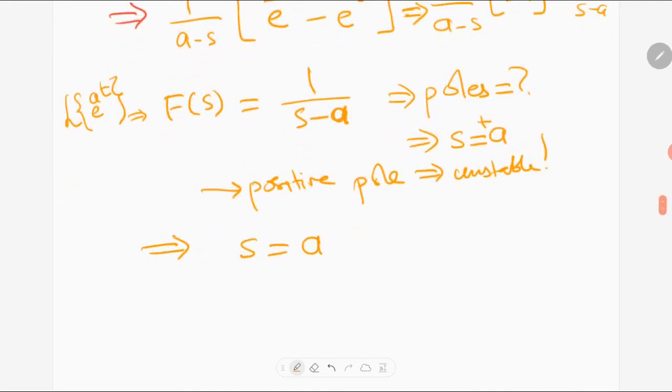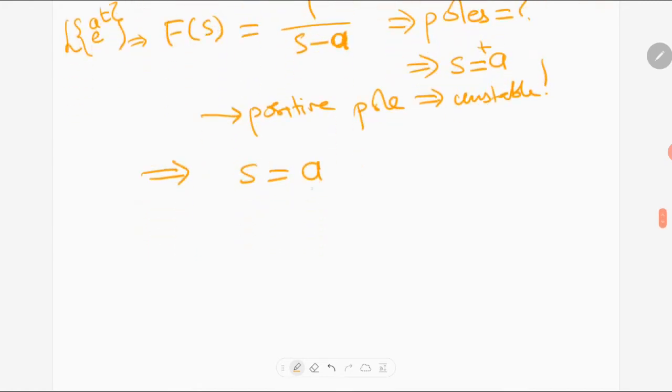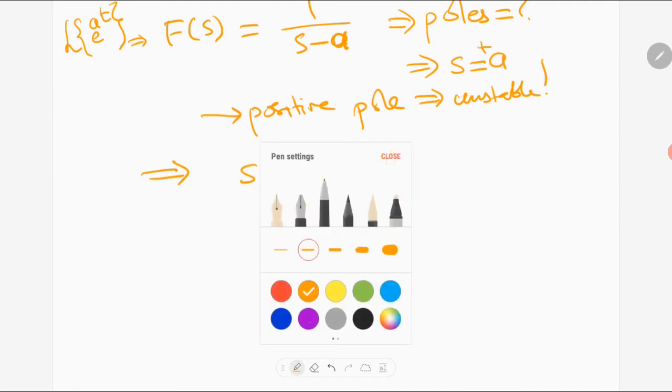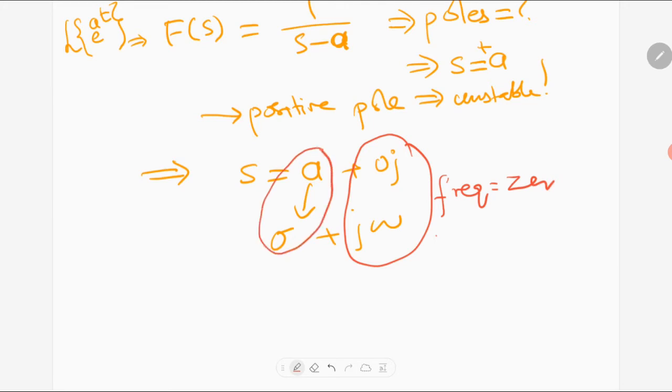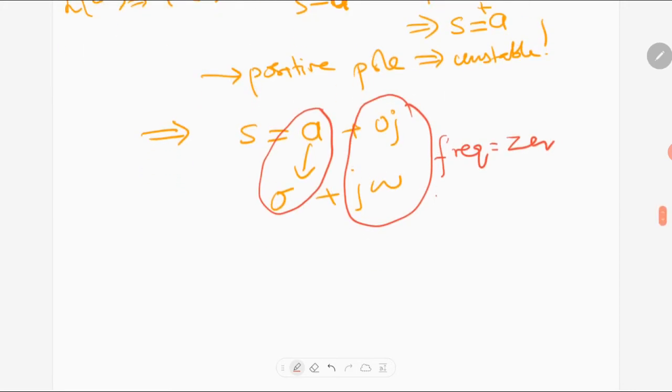It says that it's equal to A, which means that we have sigma and we have j omega, right? So we have only sigma, we don't have any omega, right? So the frequency component of the signal is 0, and the way it expands or decays is the A, right?